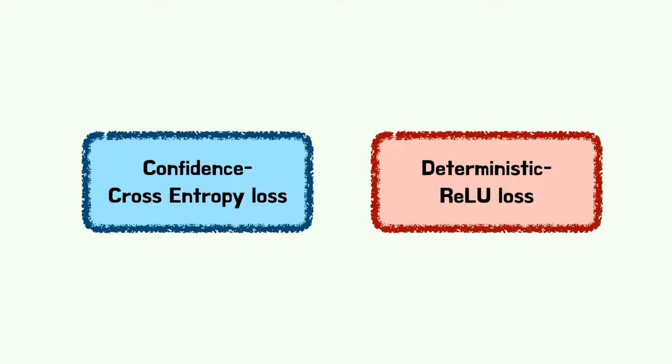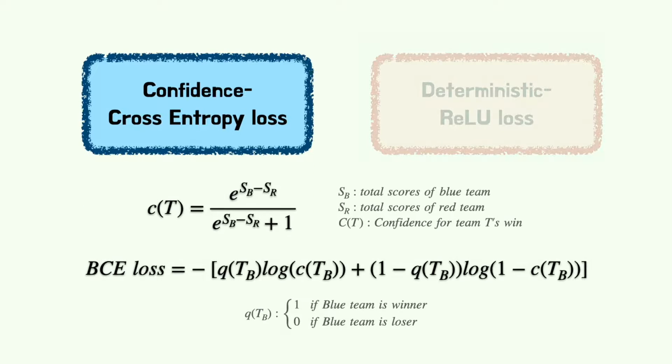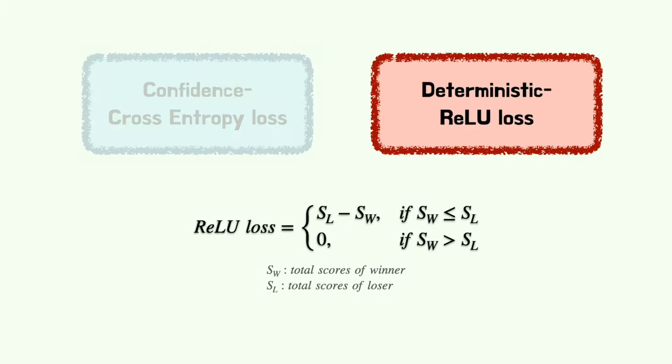We designed two discernment method loss function pairs for DP. In the confidence cross-entropy loss pair, DP calculates how confident the team given a higher score is the actual winner. The equation below depicts how DP computes the confidence and loss values. On the other hand, DP does not compute confidence in the other pair. Also, we use the ReLU function as the loss function, so the loss is zero unless the discernment is incorrect, regardless of the score gap.